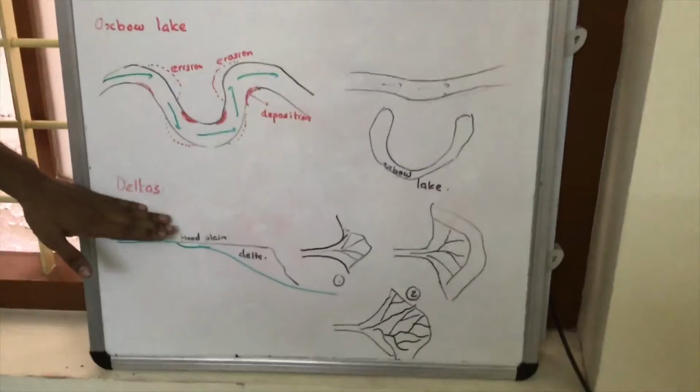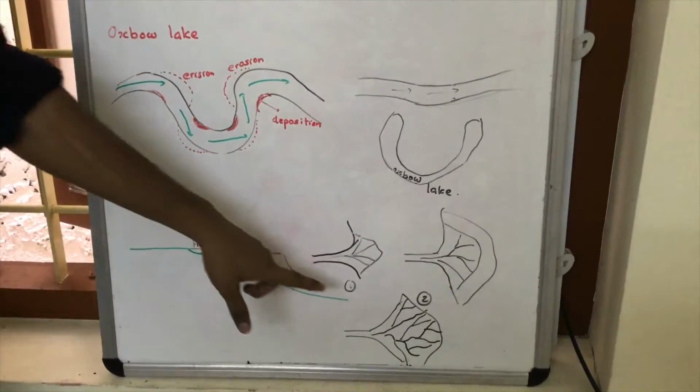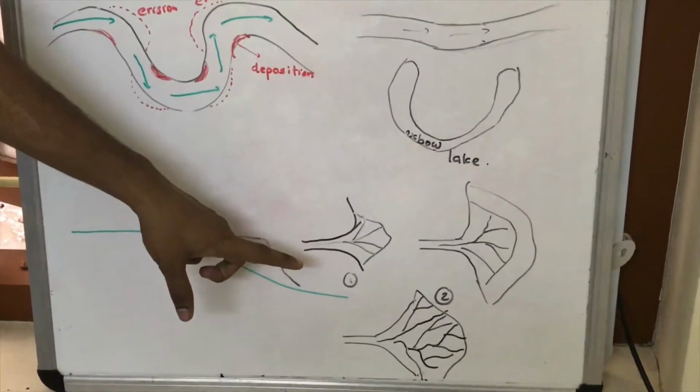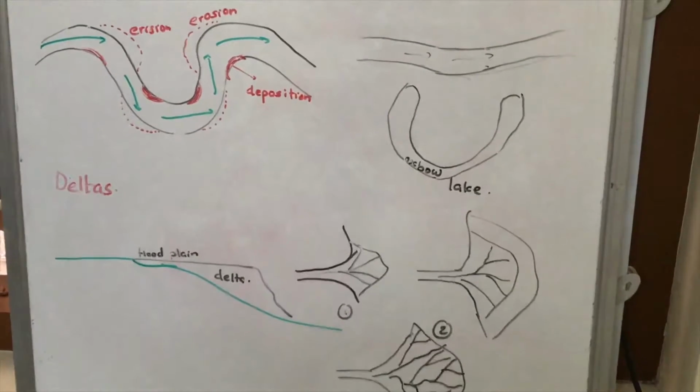Now deltas are formed because of the deposition of the particles, and because of that a fan-like structure is formed, and we can see the delta, the alluvial deposit and distributaries in the lower course. That's all about our first lake.